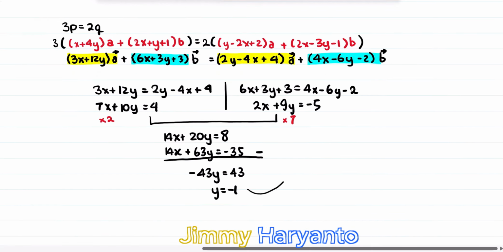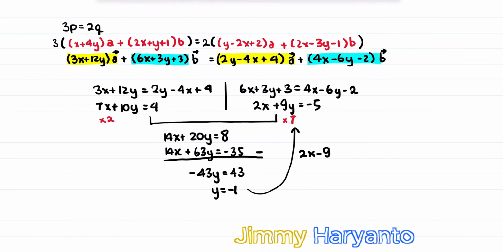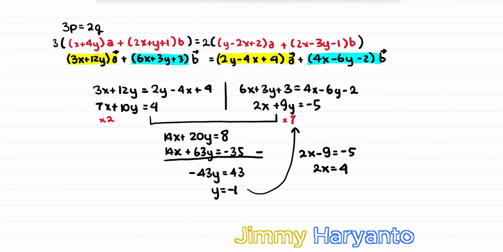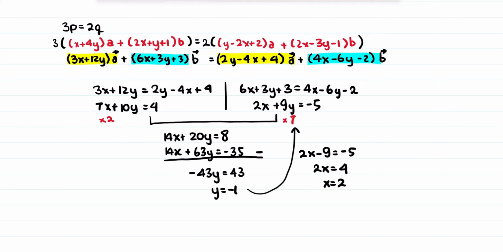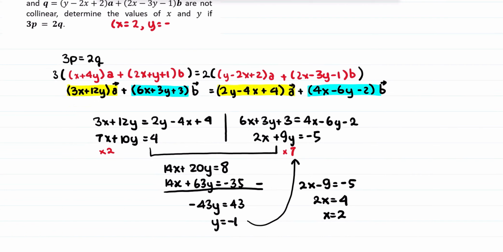and then I will input it to the second equation. I will have 2x - 9 equals negative 5. So 2x equals 4, x equals 2. There you go. This is the value of x and y. The value of x equals 2. The value of y equals negative 1.